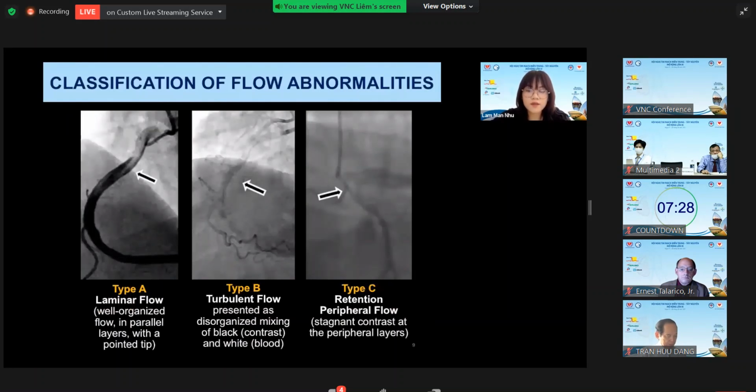Not to mention, the classification of flow abnormality also has 3 types. Type A, laminar flow. This is well-organized flow in parallel layers with a pointed tip. Type B, turbulent flow, is represented as a disorderly mixture of plaque contrast and white blood. Type C, retention peripheral flow: non-zero stagnant contrast at the peripheral layers.